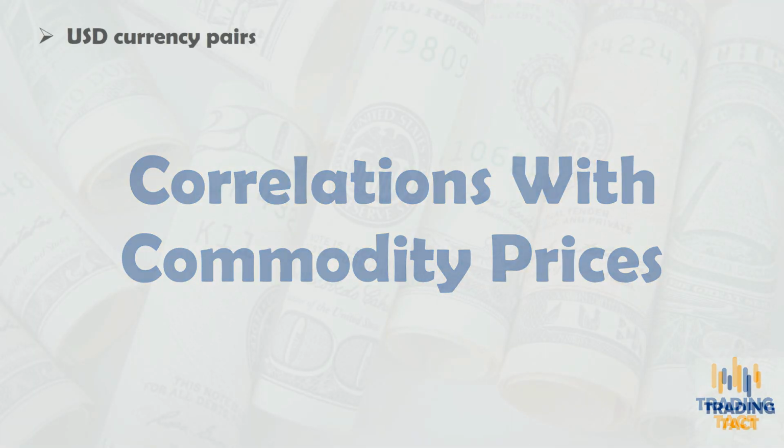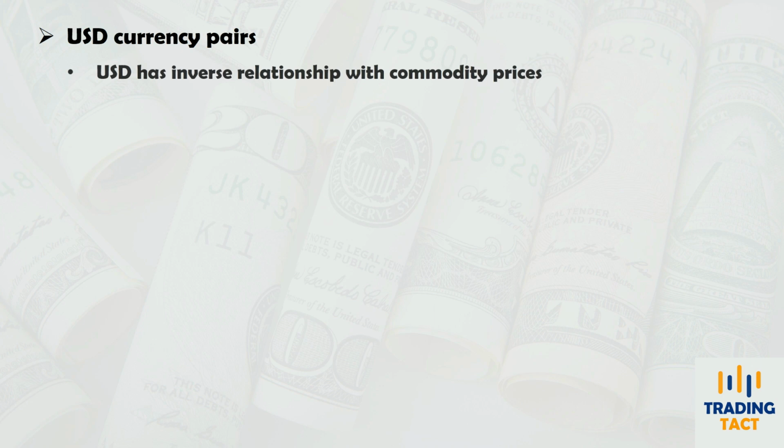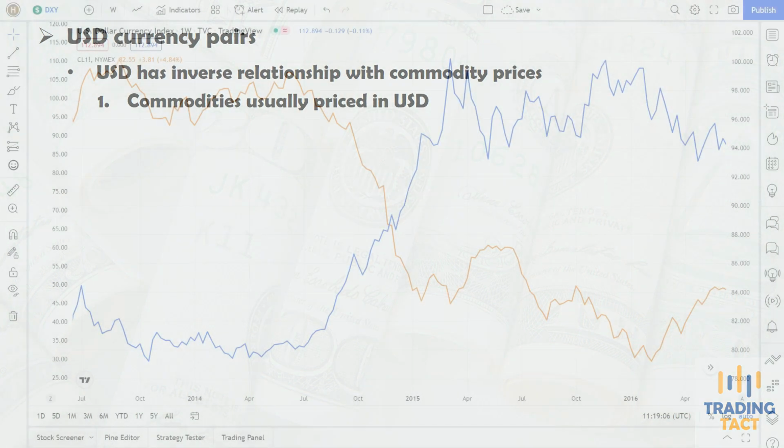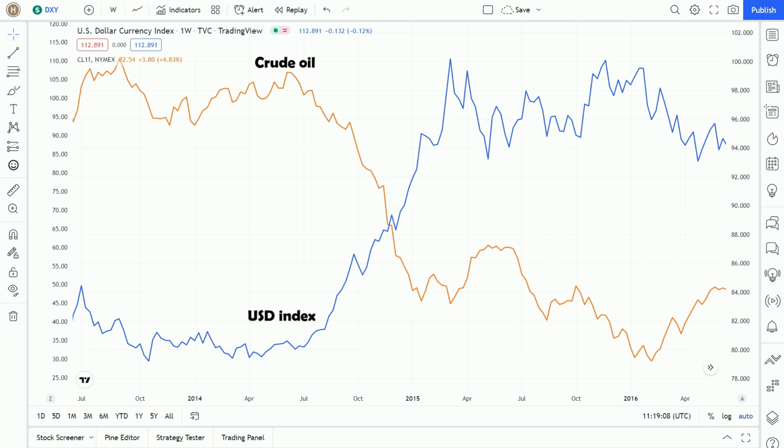Let's look at the US dollar pairs first. The dollar tends to have an inverse relationship with commodity prices. There are 2 reasons for this. Firstly, commodities are usually priced in US dollars. Check out how crude oil price falls when the US dollar index rallies. A stronger dollar makes commodities more expensive for consumers, reducing demand and pushing commodity prices lower.